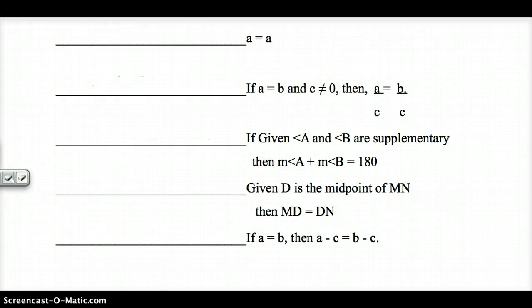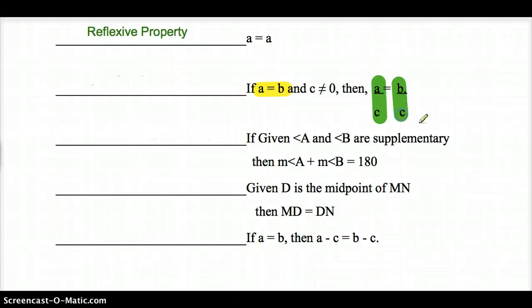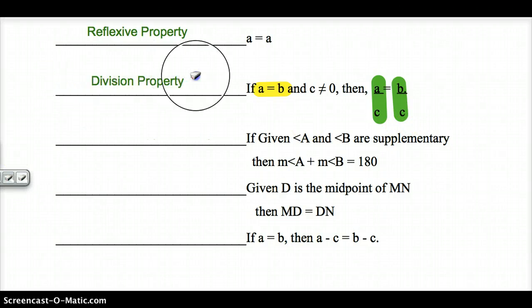All right, let's take a look at the next one. A equals A. Nothing has changed here. That is called the reflexive property. Let's take a look at our next one. If A equals B, then, okay, what happens from the if to the then? You see how it's being divided by C? That's called the division property.